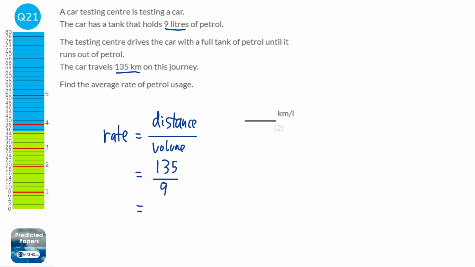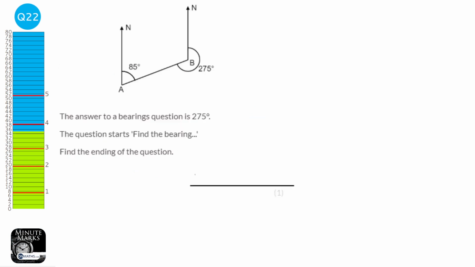We do 135 divided by 9, which is 15. So it's 15, and this was in kilometres, and this was in litres. So it's going to be 15 kilometres per litre.